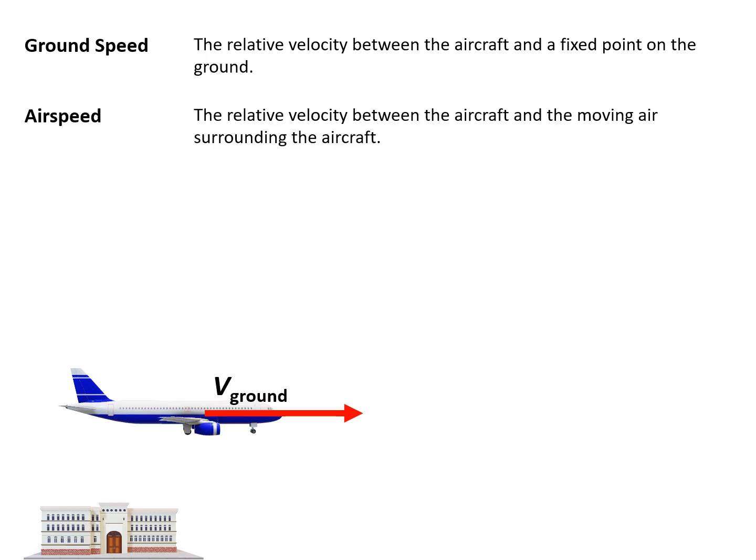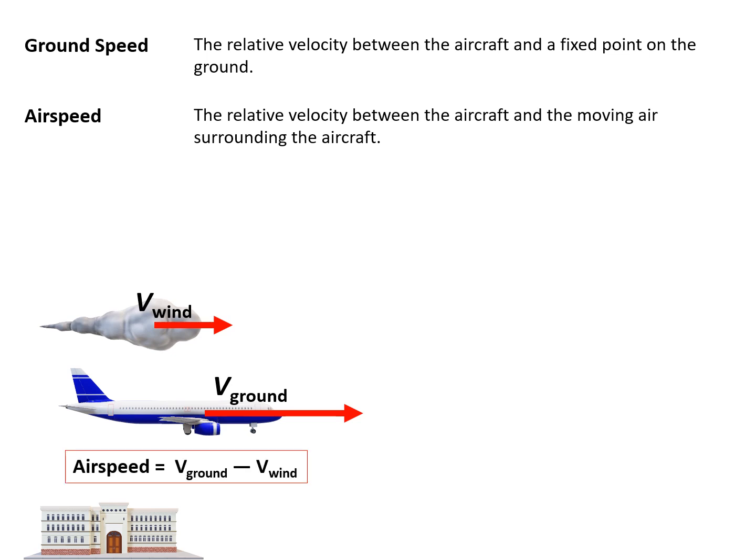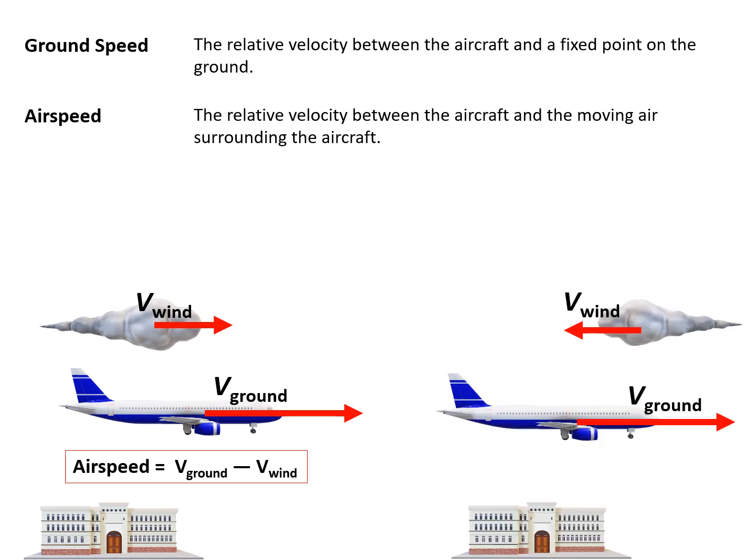Okay, then airspeed is the relative velocity between the aircraft and the moving air surrounding the aircraft. So, for example, now we have wind in the same direction as the aircraft. So we have the V wind and the V ground. And then the airspeed is ground speed minus wind speed. And you may wonder what happens if the wind is against the aircraft. In this scenario, the airspeed is ground speed plus wind speed.